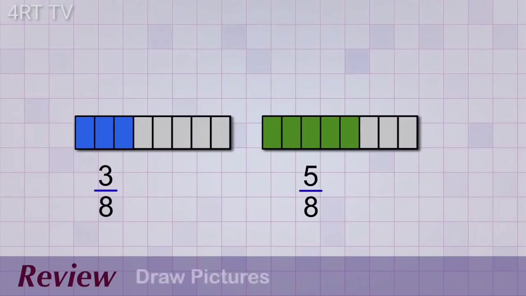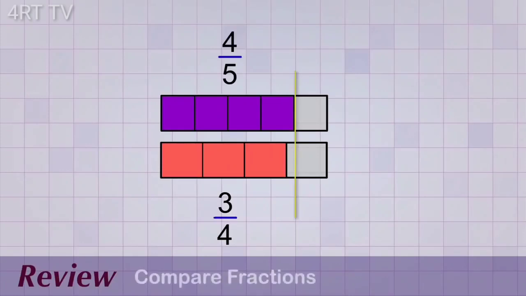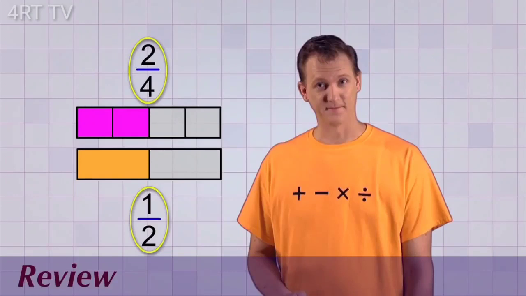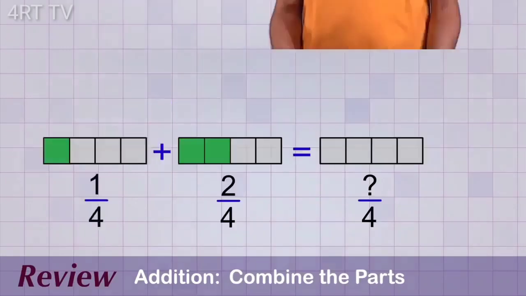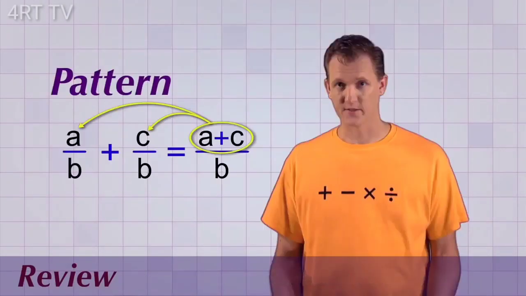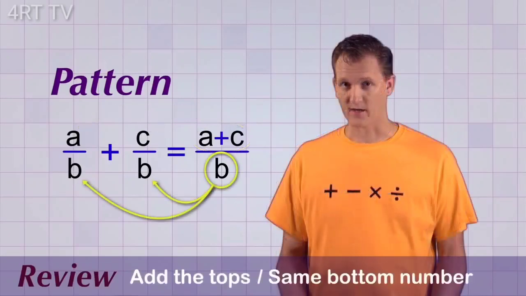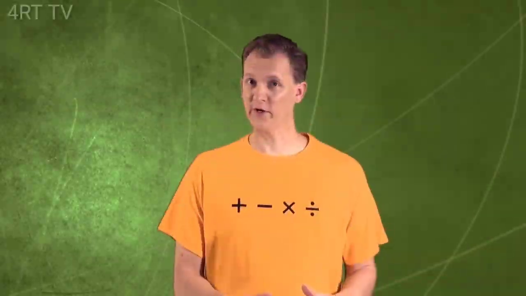Before we move on, let's review what we've covered so far. We can draw pictures to show how fractions represent parts of a whole. Using drawings, we can compare fractions to see which one represents the greatest amount. If we compare two different fractions and find that they represent the same amount, then we call them equivalent fractions. We can also use drawings to help us do simple addition by combining the parts. By doing this, we learn that the procedure for adding fractions that have the same bottom number is to just add the top numbers and keep the same bottom number in our answer. Now, to make sure you understand how to compare and add fractions visually, be sure to do the exercises.